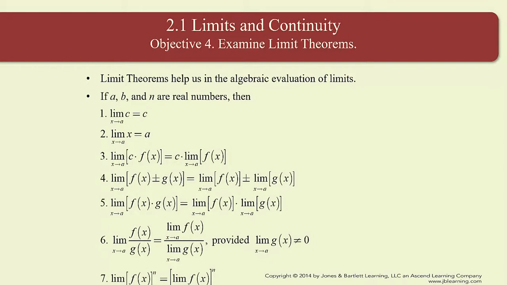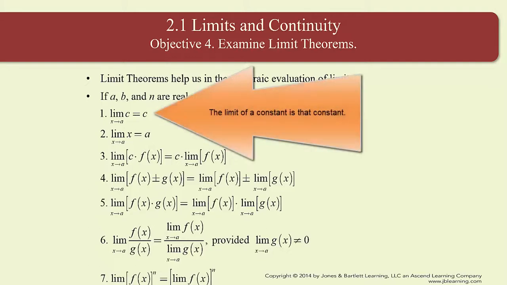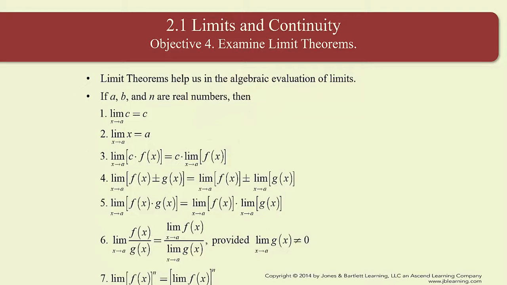The first one is kind of an important one, believe it or not. It says the limit as x approaches a of c is equal to c. Here c can be any number you can think of. In English, the limit of a constant is that constant. It doesn't matter what x is approaching if you're just finding the limit of a constant. You can read through the rest of these limit theorems if you would like.